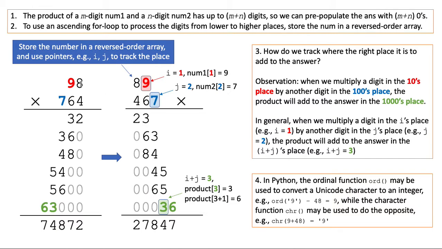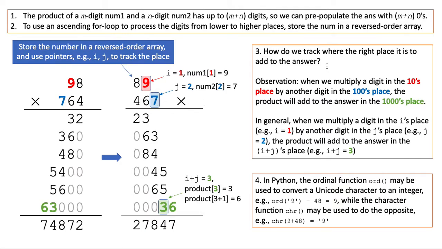If we store this number in a reverse order array like 4, 6, 7, and we track those places or the digits using a pointer, let's say j, then when j is 0, 1, 2, like from low to high, ascending order, we can track the digits from the lower place to higher place a lot more intuitively.